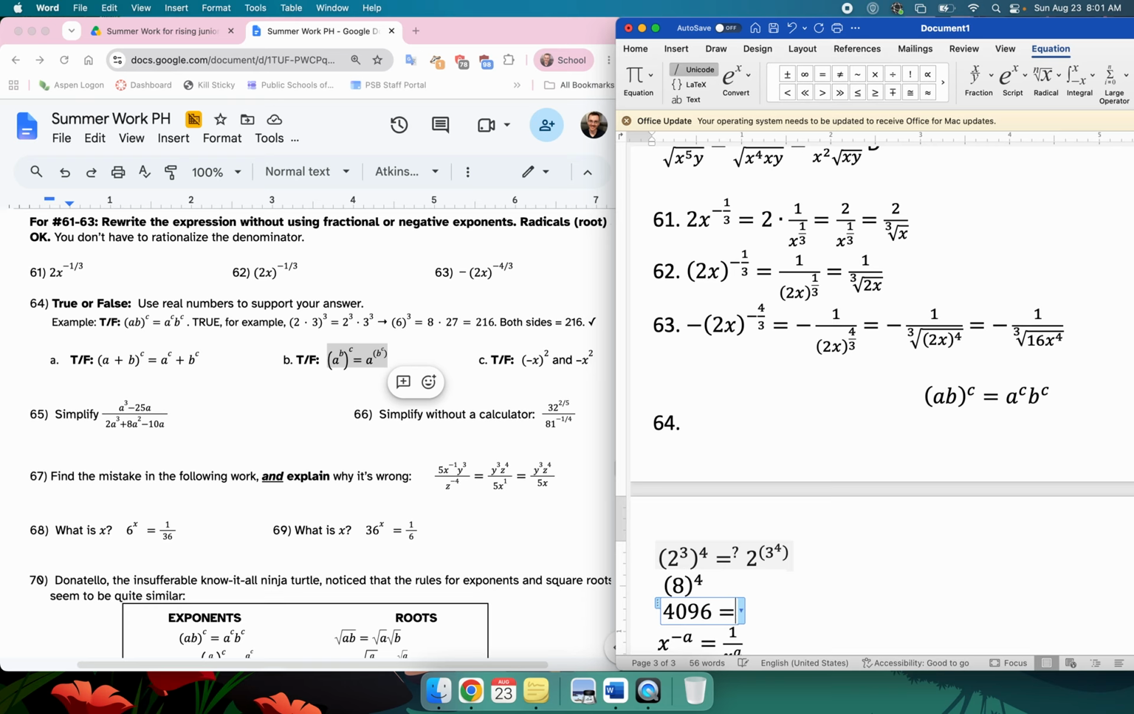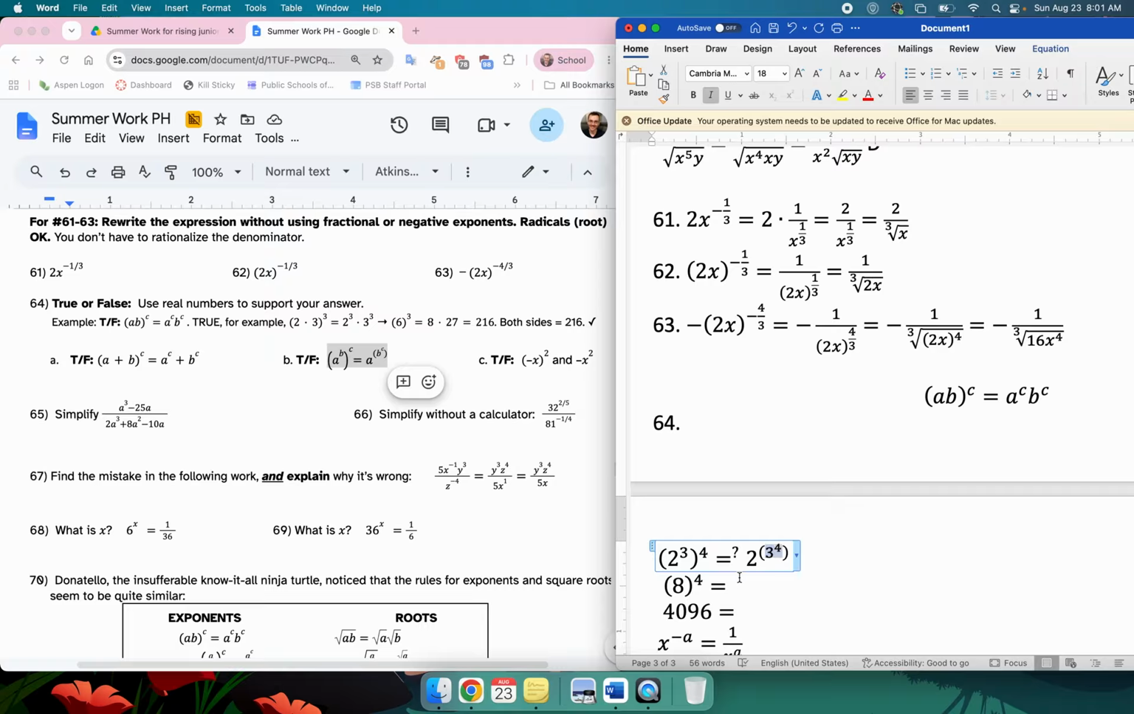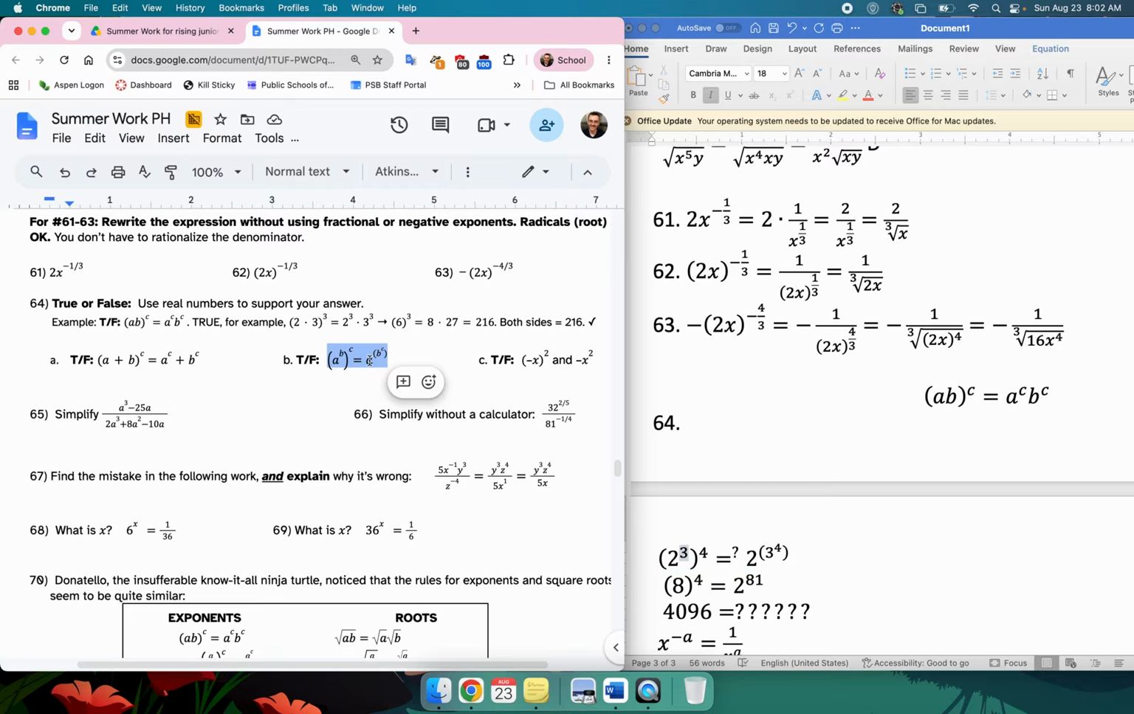But what about the right-hand side? Well, the right-hand side is, first, we need to simplify the expression in the parentheses. The 3 to the 4th is already a pretty large number. 3, 9, 27, 81. So the right-hand side is 2 to the power of 81. I'm not going to bother even typing that into my calculator because it's such a large number that it's probably bigger than the number of atoms in the universe. I don't know what number that is, but it's a lot bigger than 4,096. So these two expressions are definitely not equivalent, and this rule is not true.